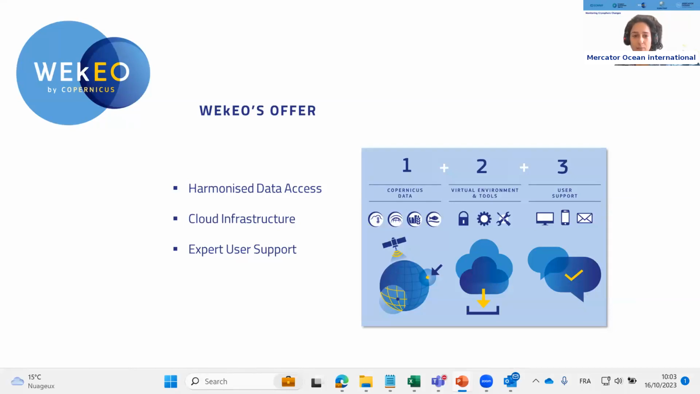There you will find harmonized data, so it can be downloaded and accessed in a much easier way. You will have access to a cloud infrastructure where you can run simple analysis and have access to tools. And as a third positive point, you also have access to a very active user support that can help you in accessing the data, also transforming the data, and any other question you might have.